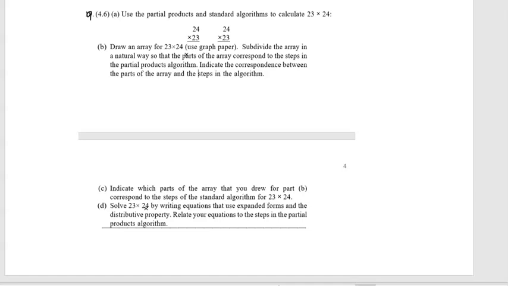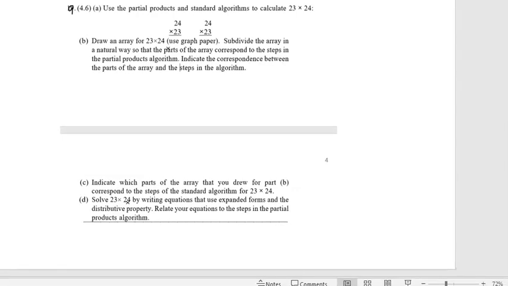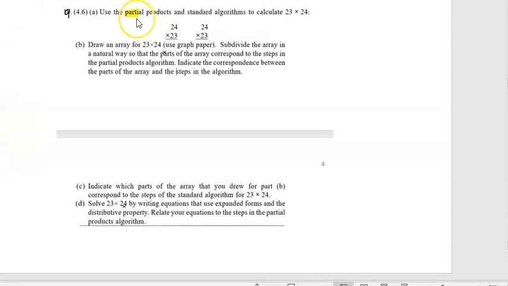So in this problem, we want to multiply two numbers by the partial products method and the standard algorithm. Standard algorithm just means the common method that we teach in the 3rd or 4th grade. All right, so let's take a look at how we use the partial products and also the standard algorithm to calculate 23 times 24.